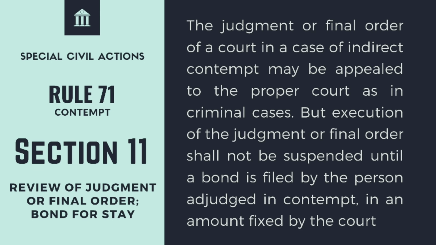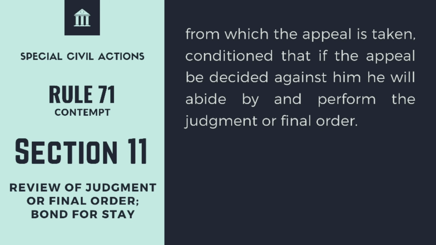Section 11. Review of judgment or final order, bond for stay. The judgment or final order of a court in a case of indirect contempt may be appealed to the proper court as in criminal cases. But execution of the judgment or final order shall not be suspended until a bond is filed by the person adjudged in contempt, in an amount fixed by the court from which the appeal is taken, conditioned that if the appeal be decided against him, he will abide by and perform the judgment or final order.